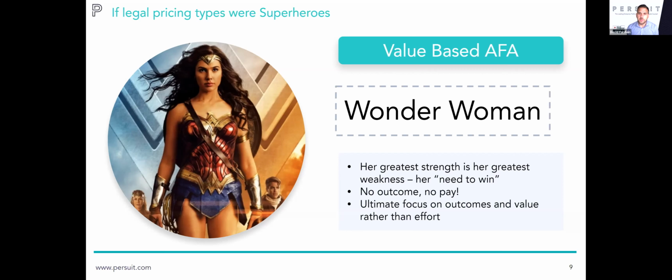So we compared the value-based AFA to Wonder Woman because her greatest strength is her greatest weakness, her need to win. So this is all about outcomes. You're not paying for effort. Hourly billing is paying for effort. A value-based AFA is, what is the outcome we want? That's the outcome. That's what we'll pay for.